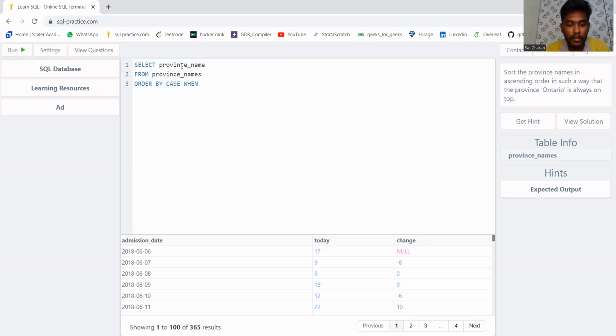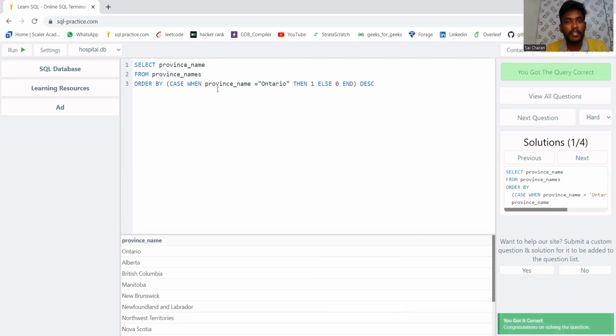Case when province name is equal to Ontario, then 1, else 0. Spelling correct? Yeah, Ontario. Okay, so this is the case. Ontario should come first, right? So we are selecting Ontario as 1 and the rest of the province names as 0. So let us order descending. Yeah, we got this.